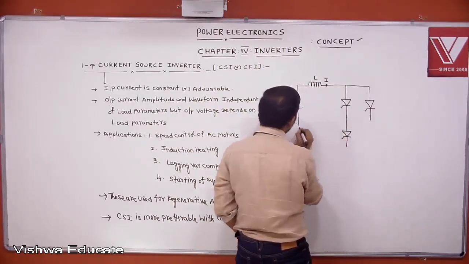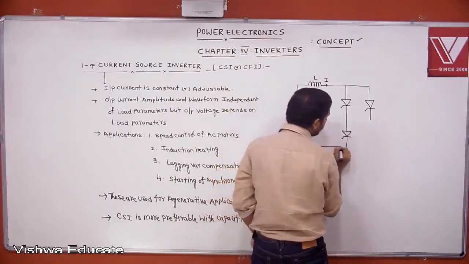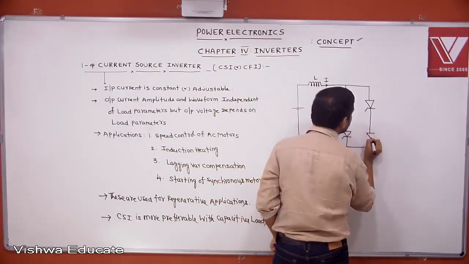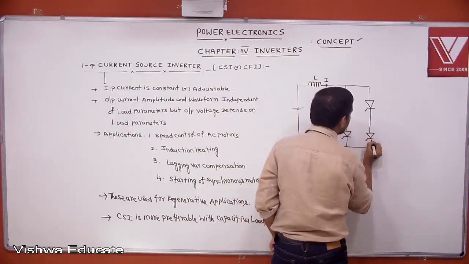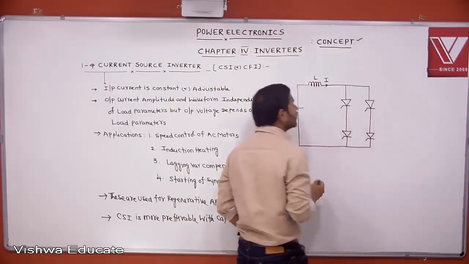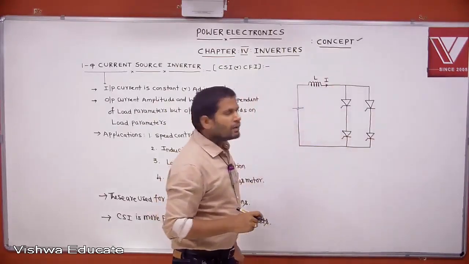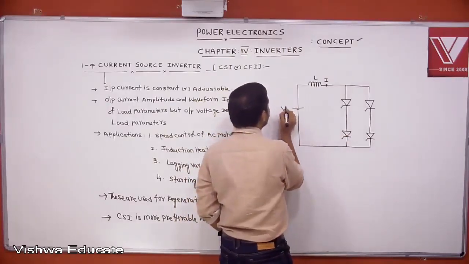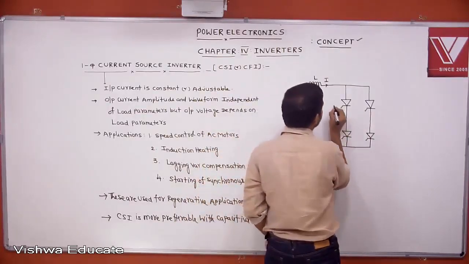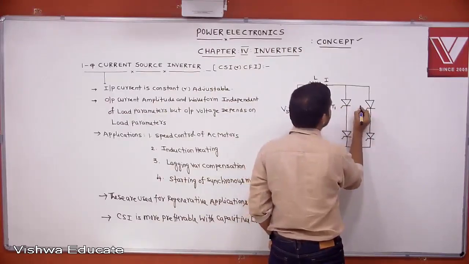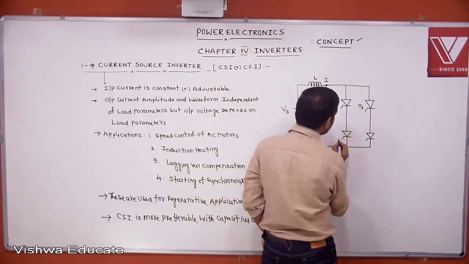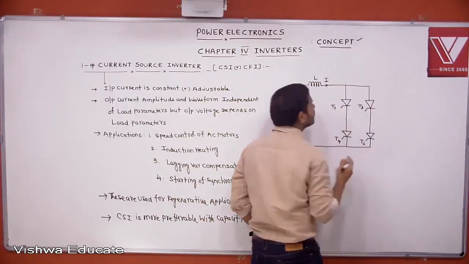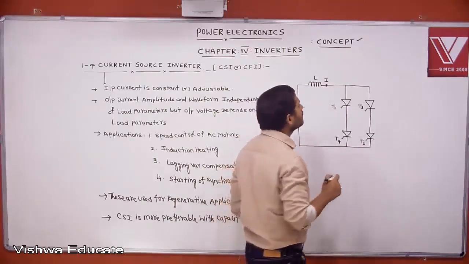That means in a current source inverter, the devices which withstand the reverse voltage are more preferable. This is Vs, this is T1, T3, T4, T2.